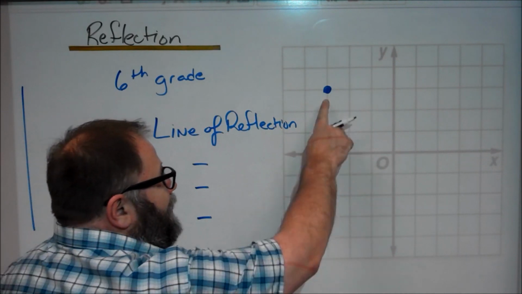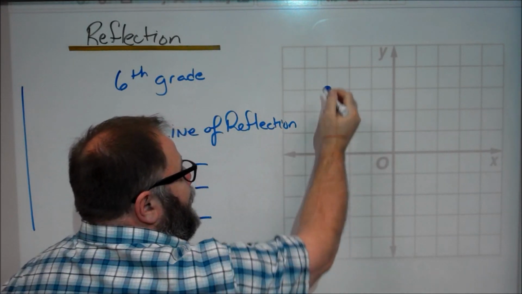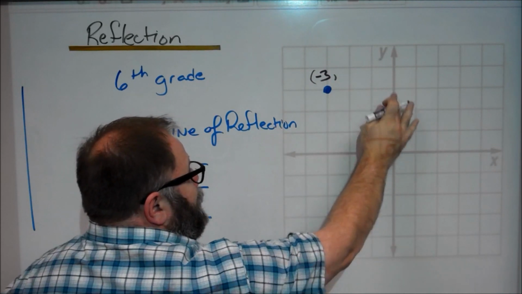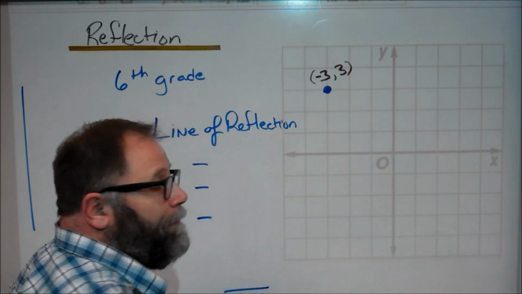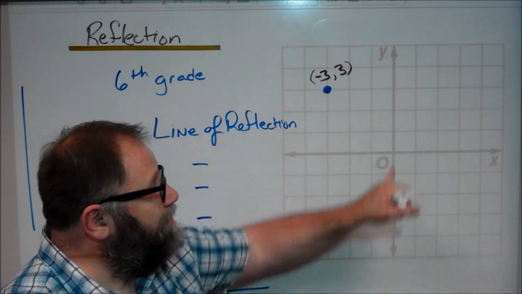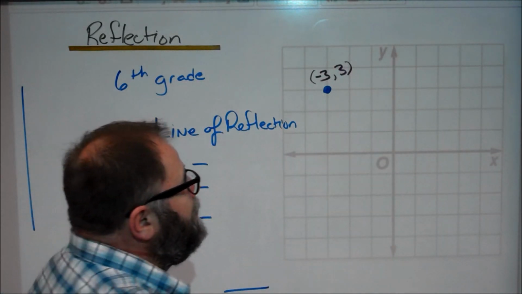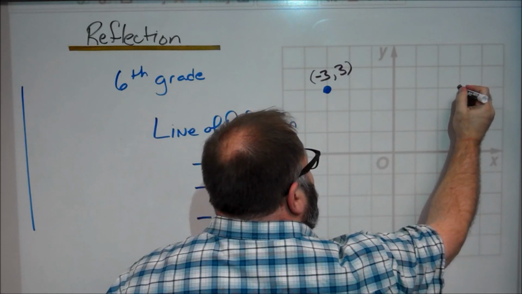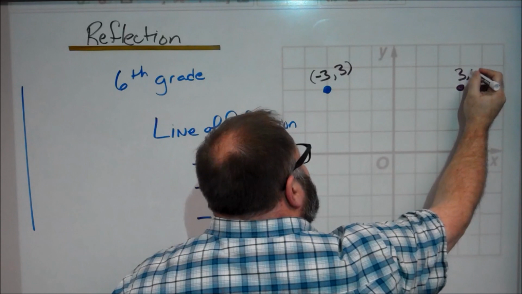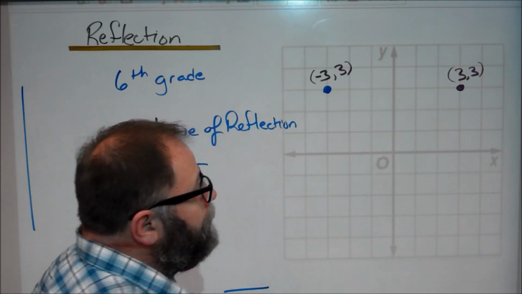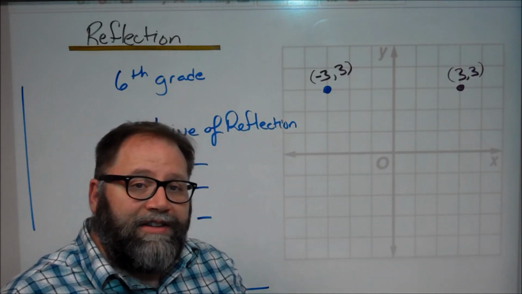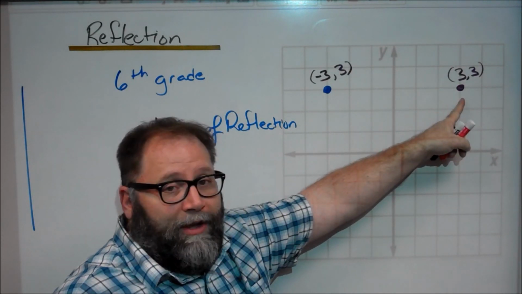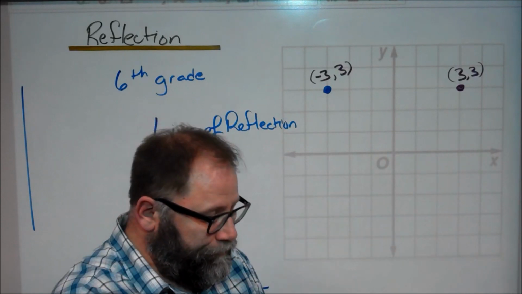So in this case, I've got this point here, which is -3 on the x, and +3 on the y. If we reflected that across the y-axis, we'd have this spot right here, which is +3, +3. Right? And what we talked about in the last lesson is that this would be the pre-image and that would be the image. So this would be the point prime.